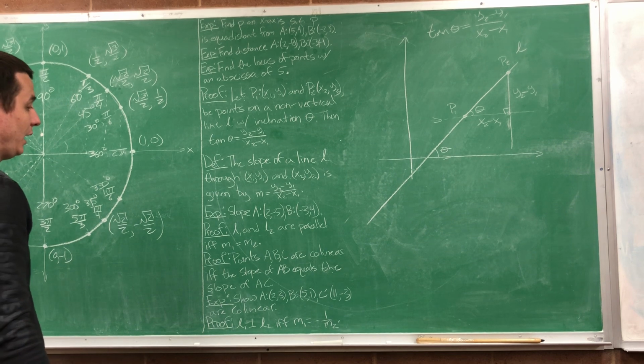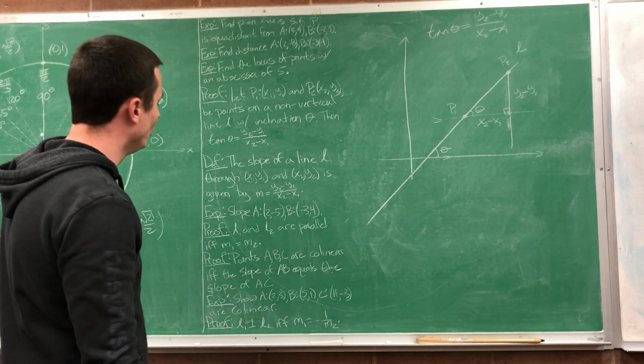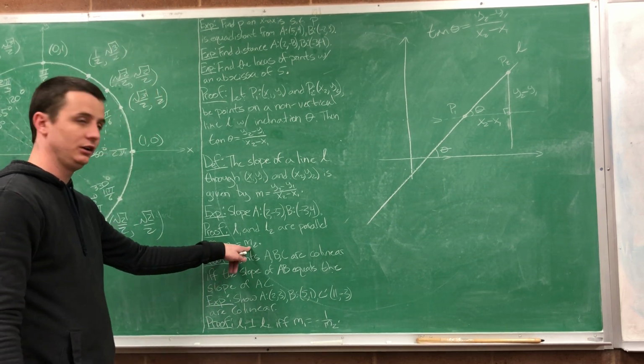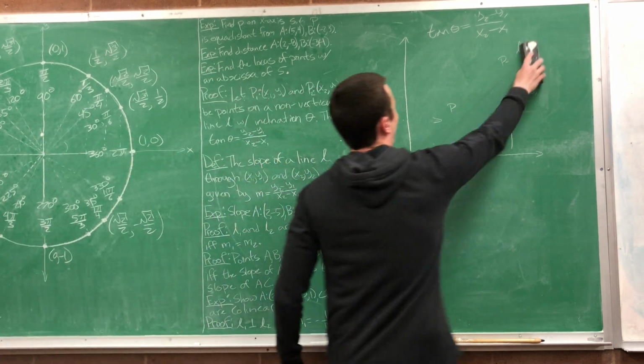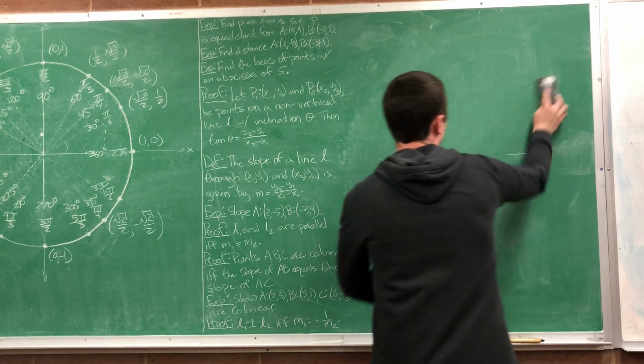L1 and L2 are parallel if and only if m1 is equal to m2. Their slopes are equal. So, how would we prove that really quick?